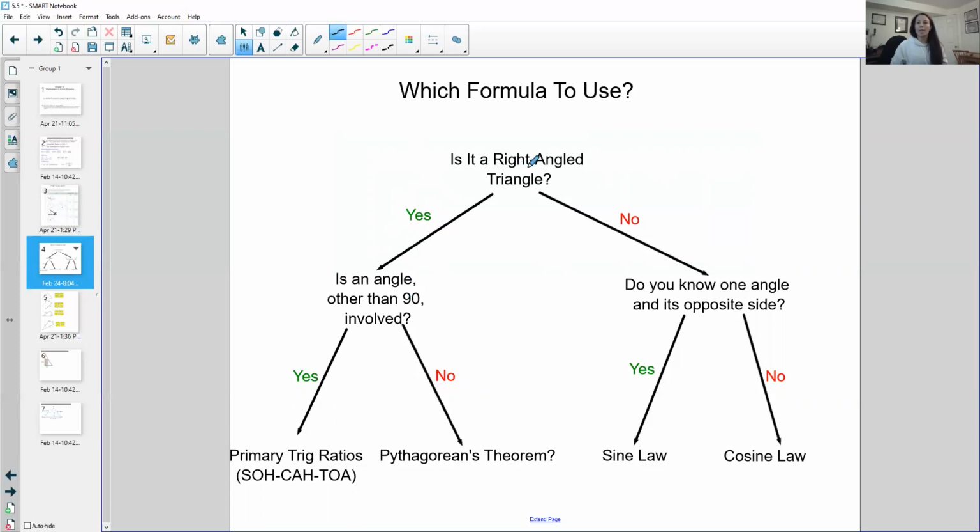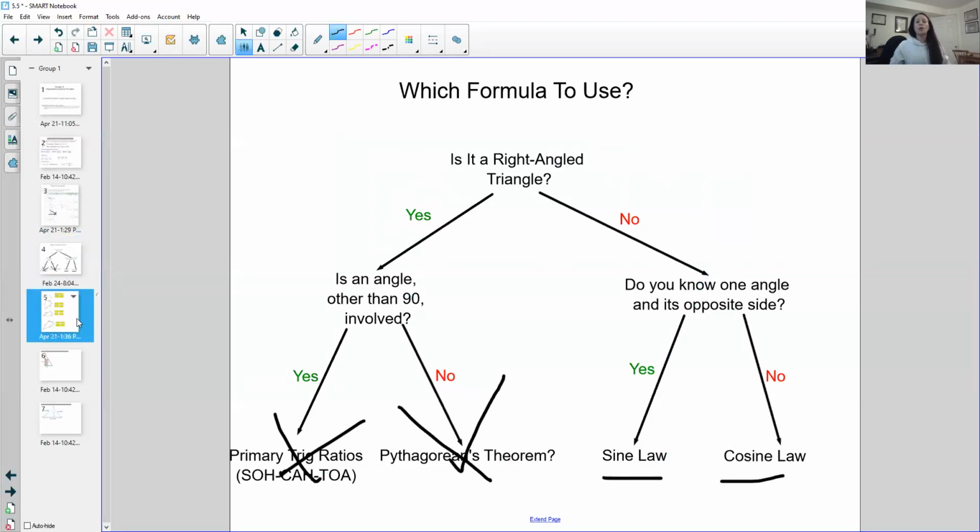If it is not a right angle triangle, forget about these two. You've got to use either sine law or cosine law. The question that I tell people to ask themselves is, do you know one angle and its opposite side? Do you have kind of two sets of opposite ratios? If you do, then you are dealing with the sine law. If you don't have those, you have the cosine law.